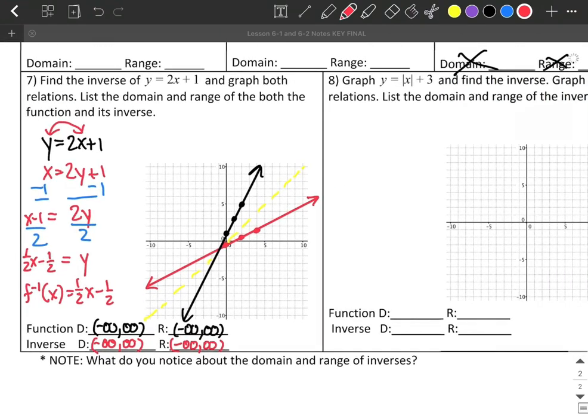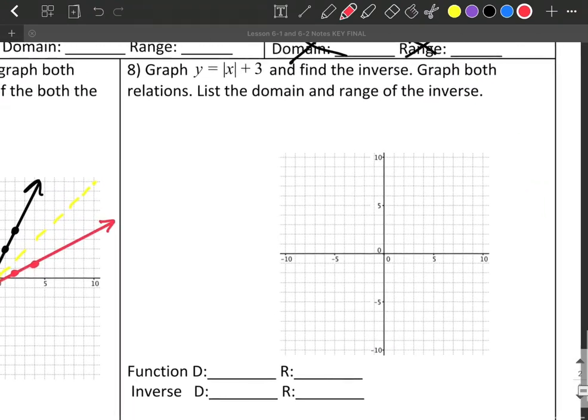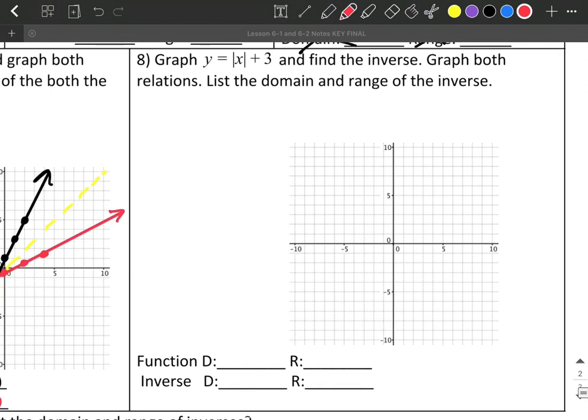Now looking at number 8, we should see a pattern with our graph as well. What I want to do is take an absolute value function and then find its inverse graphically, and then find the domain and range. And we're going to notice something about the domain and range of a function and its inverse. So I have the original function. The original function is y is equal to the absolute value of x plus 3.